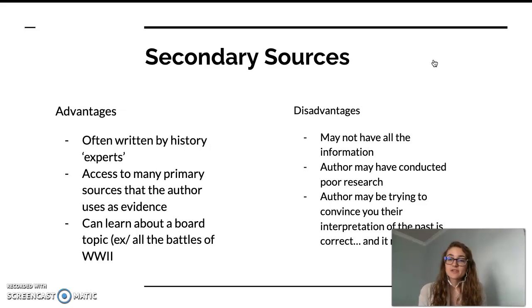It may not have all the information. The author may have conducted poor research. And just like what we talked about with primary sources, the author who is writing this book or this article or this textbook, they are trying to convince you that their interpretation of the past is correct, and it may not be. So you have to be aware of that when you're reading secondary sources, right? There may be things in it that are factual, but there is an argument that this person is trying to convince you of. So you need to be aware of that.